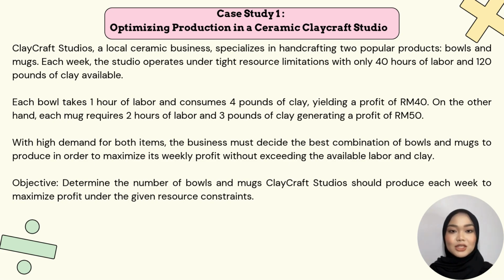On the other hand, each mug requires 2 hours of labor and 3 pounds of clay, generating a profit of 50 ringgit. With a high demand for both items, the business must decide the best combination of bowls and mugs to produce in order to maximize its weekly profit without exceeding the available labor and clay. So for the objective, determine the number of bowls and mugs Claycraft Studio should produce each week to maximize profit under the given resource constraints.